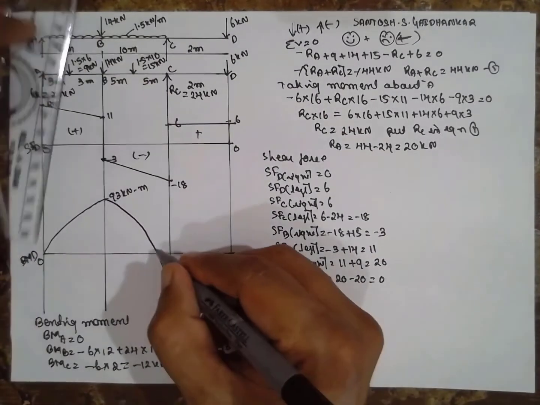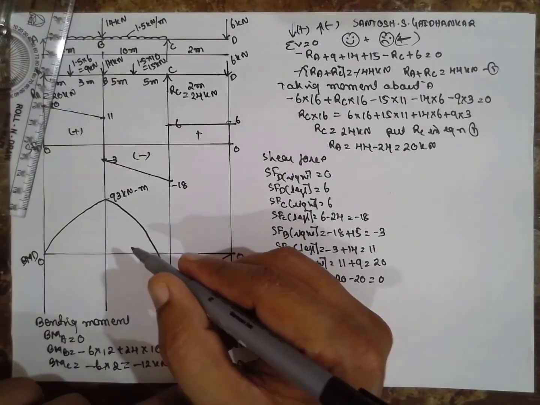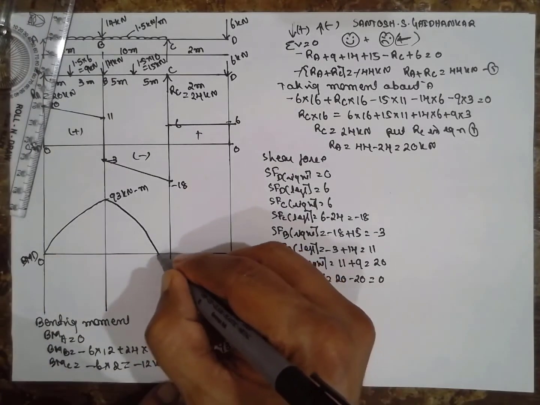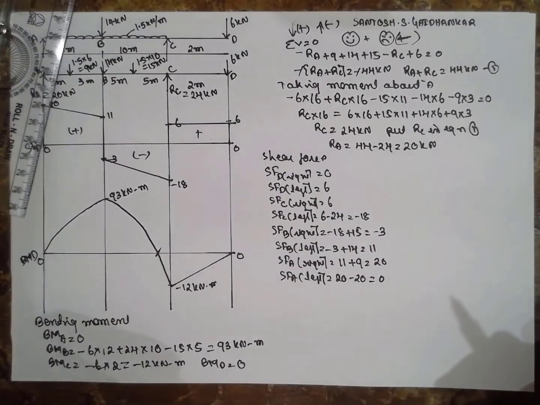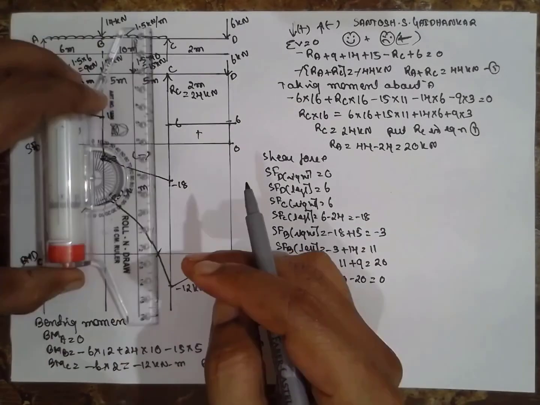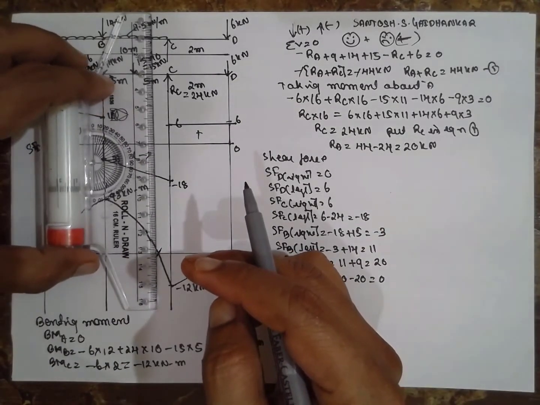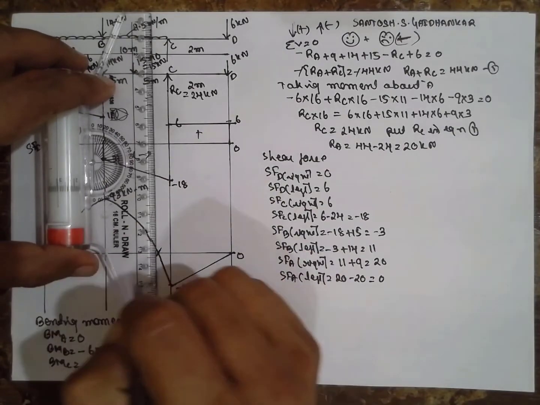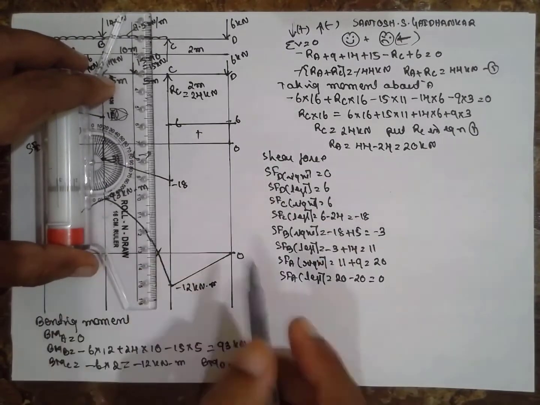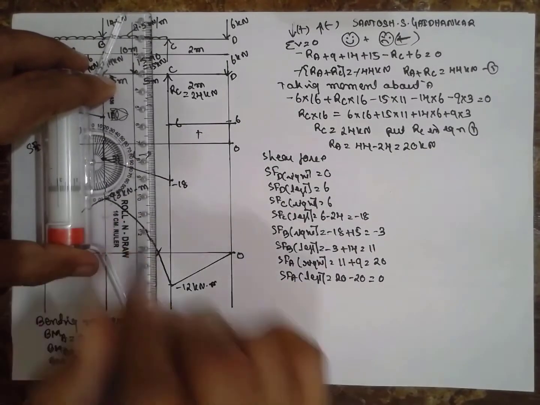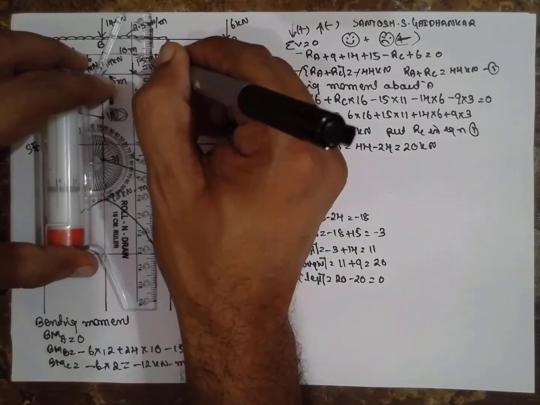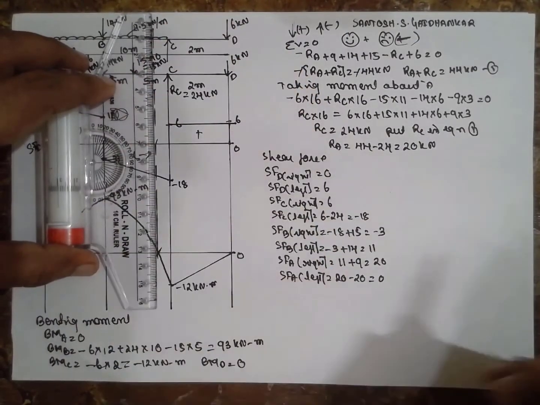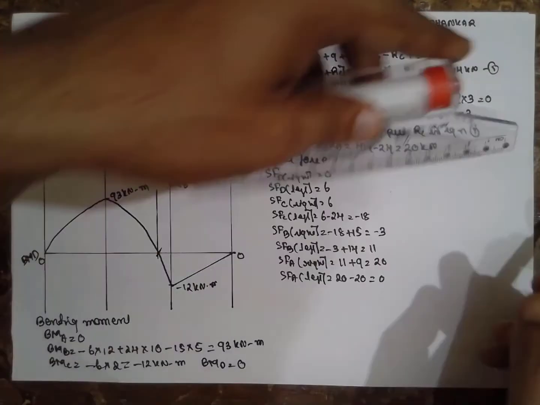Now we have to find the point of contraflexure. This is the point of contraflexure. How to find it? If it is an inclined line or triangle, you can find it by taking x. But if it is a curve, then you have to separate this part. I will cut this part and rewrite it here.